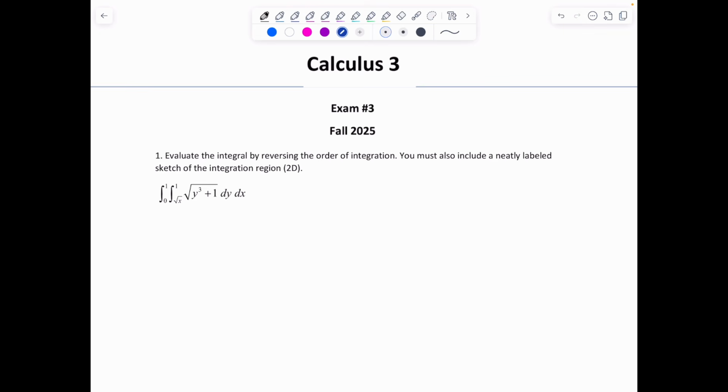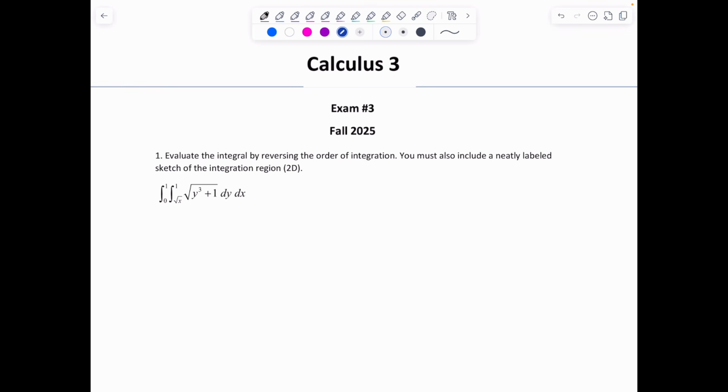All right, first question. Evaluate the integral by reversing the order of integration. You must also include a neatly labeled sketch of the integration region in 2D. So I was super nice. I wanted them to know that they needed to reverse the order of integration.